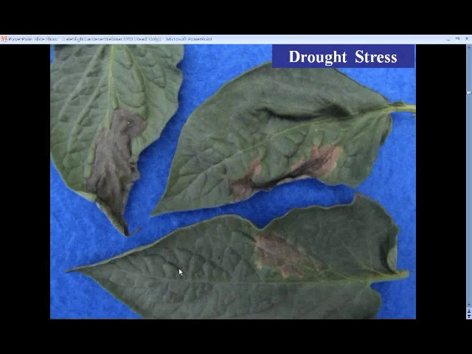Another picture of drought stress. In this situation, there's not much of a border at all, just a sharp line between the affected tissue and the healthy green tissue. You would not see that with late blight. You'd see some kind of a border here typically.